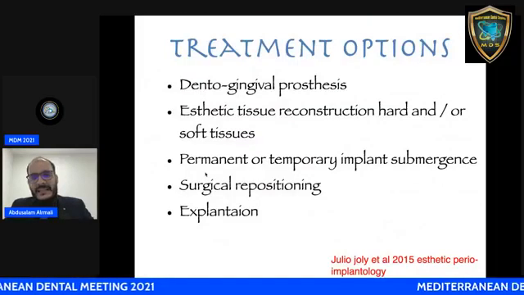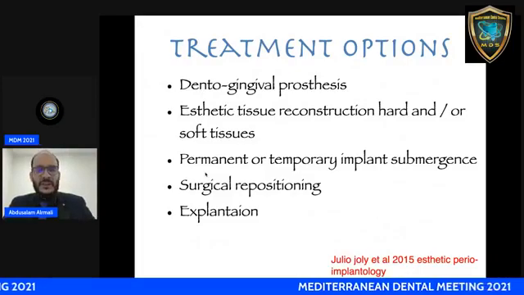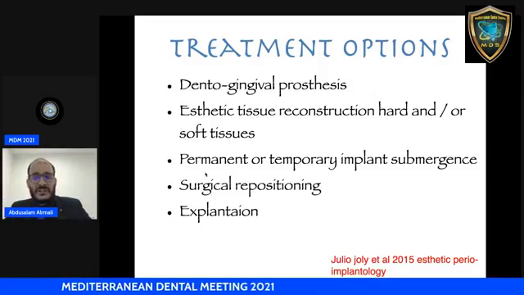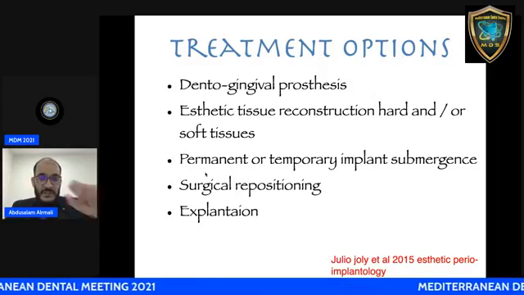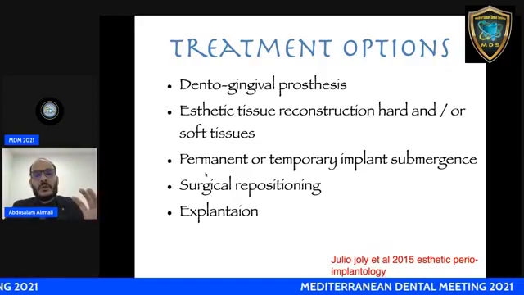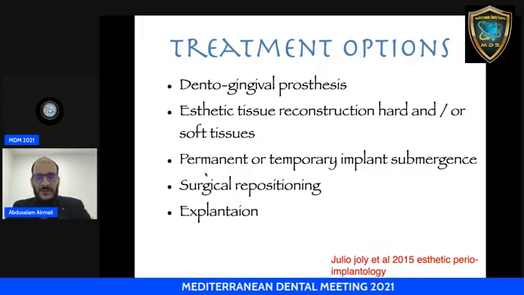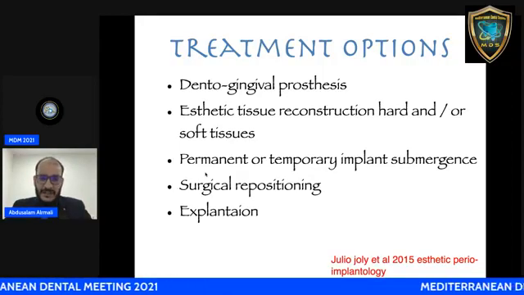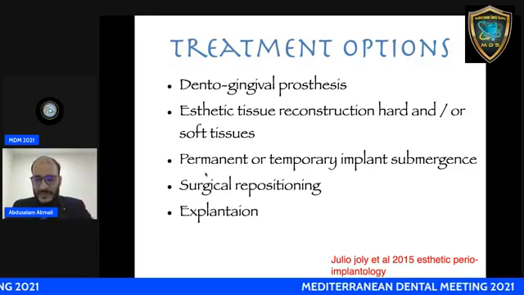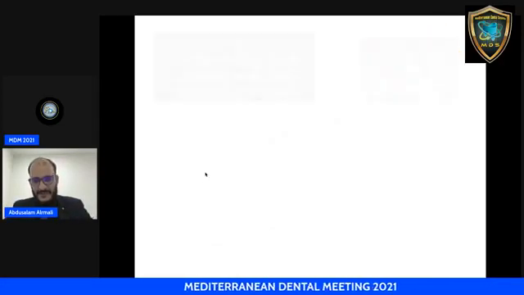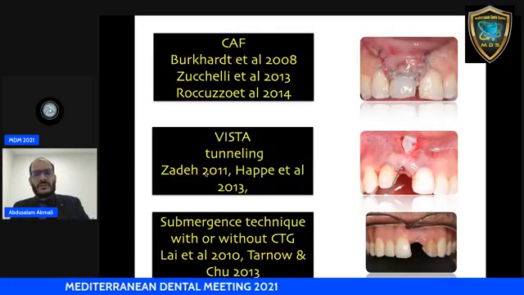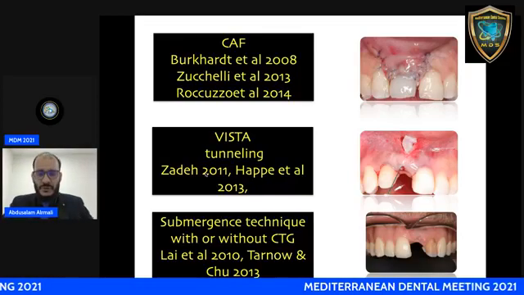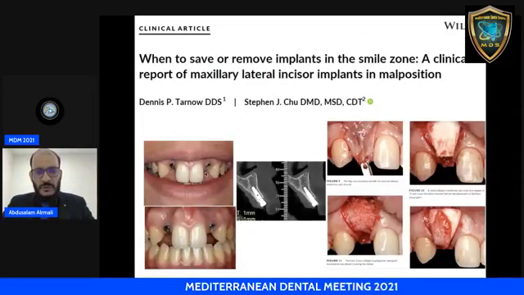So what is the best technique for treating those complications? Either we start with the dental prosthesis by adding some pink porcelain, which some patients can accept, or by reconstruction of the soft tissue and hard tissue, or by permanent or temporary implant submergence, or surgical repositioning of the implant, or finally, you have to explant and remove this implant in some cases. Many techniques have been reported in the literature, starting from the coronally advanced flap to the Vestibular technique to the submerged root technique. I will go through most of these techniques.